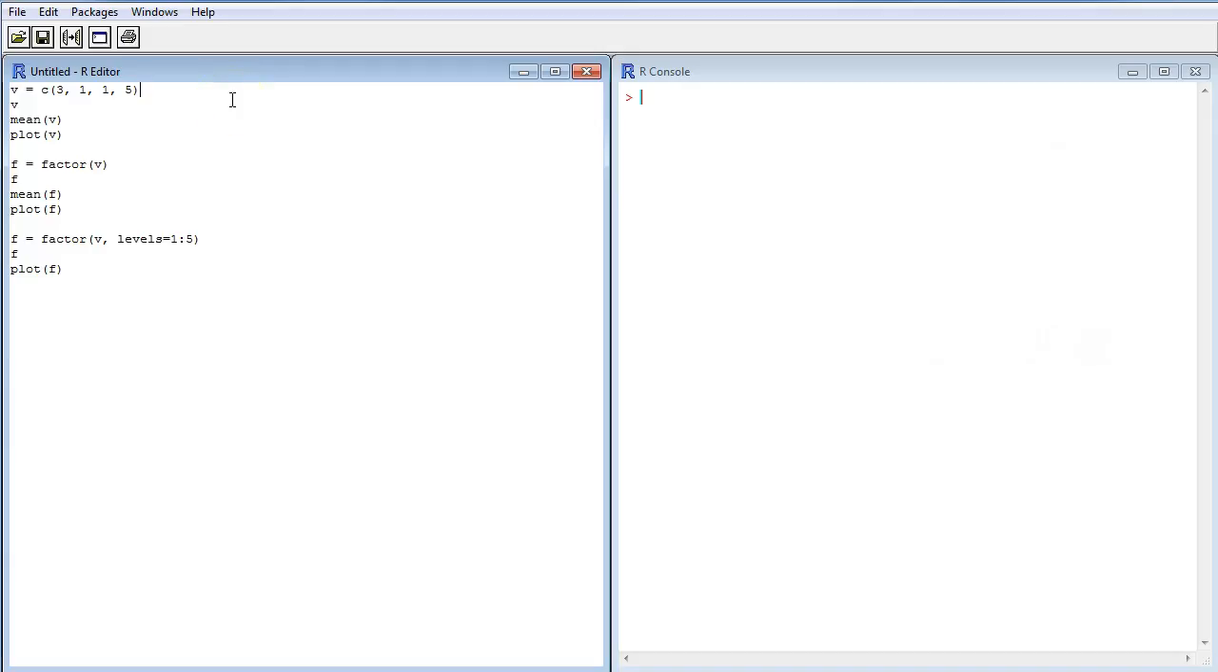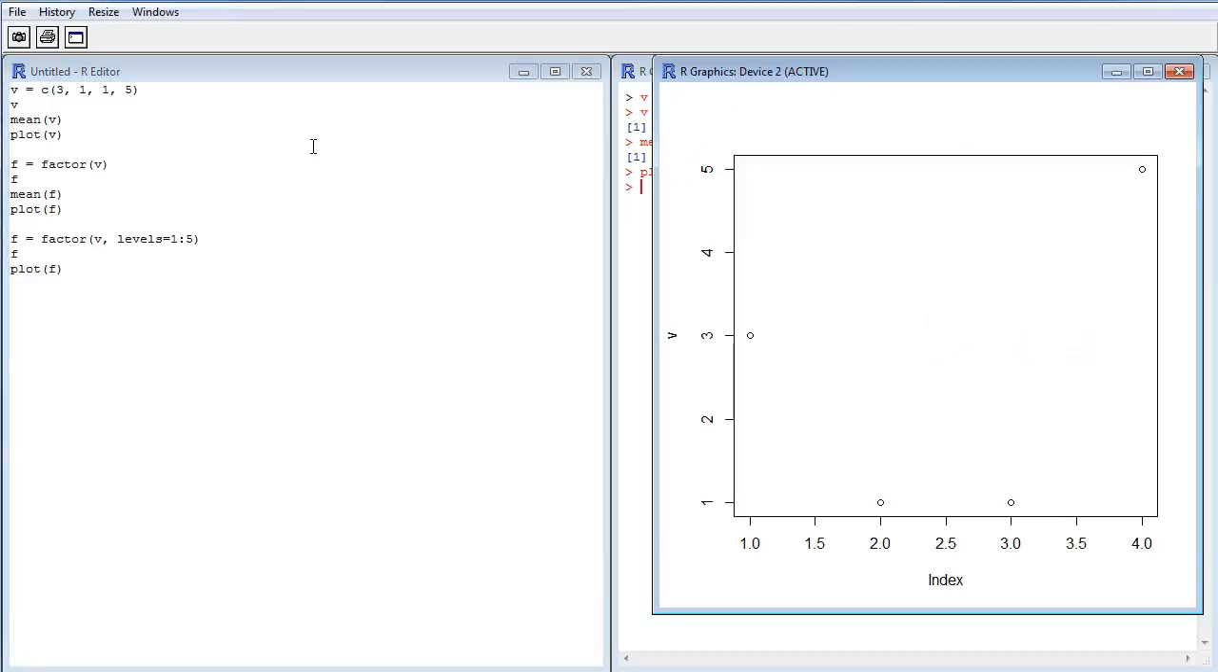To prove that vectors are not quite the same as factors, I'll give you an example here in R, where we create a vector with 4 elements, 3, 1, 1, 5. If we look at this vector, it looks like an ordinary vector, and we can, as you've seen previously, calculate the arithmetic mean of these numbers, 2.5. And you can plot them, and what you get if you plot them is, well, you simply get the dots here at position 1, 2, 3, and 4.